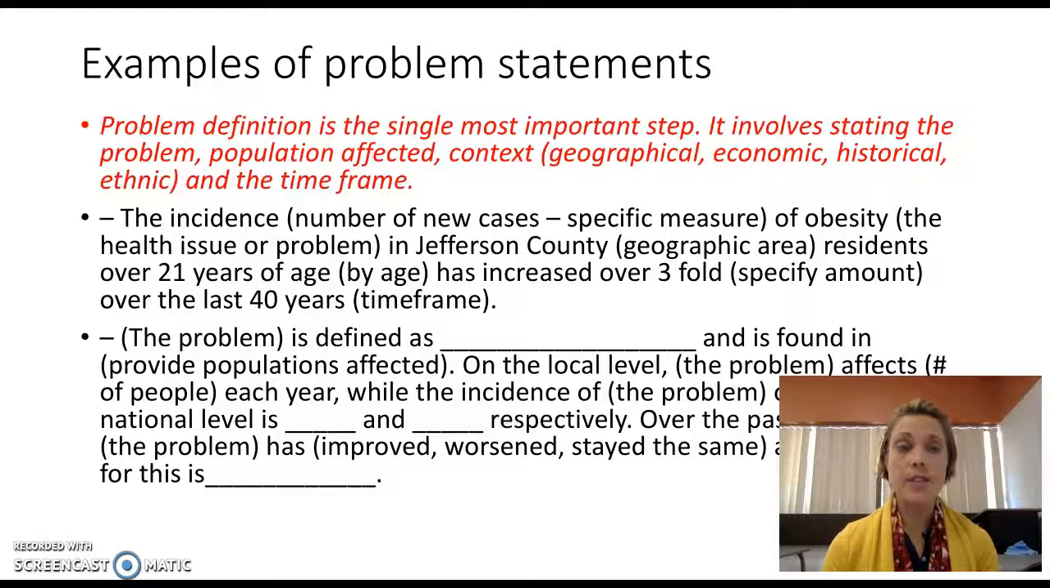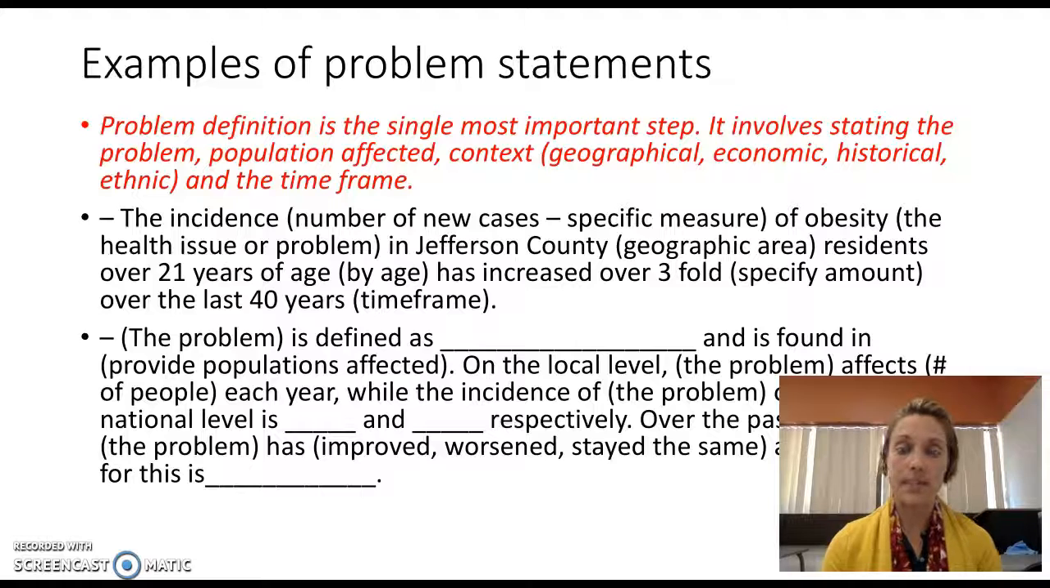So here are some examples. The incidence, number of new cases, specific measure, of obesity, the health issue or problem, in Jefferson County, which is the geographic area, residents over 21 years of age, by age, has increased over 3-fold, a specific amount, over the last 40 years, time frame. So you defined that in one sentence, but the amount of research that needed to go into that one sentence is no joke, right? We needed to do a lot of digging to figure out all of these specific details.